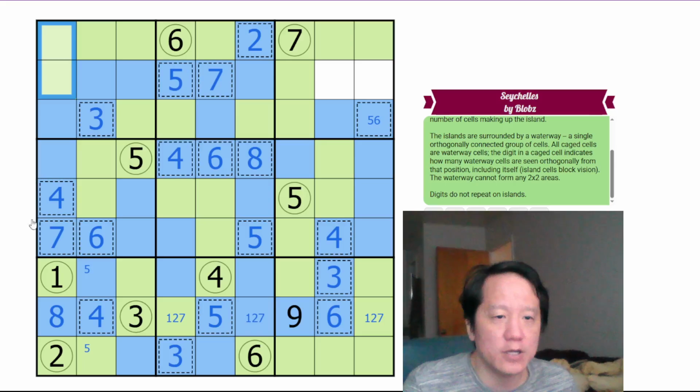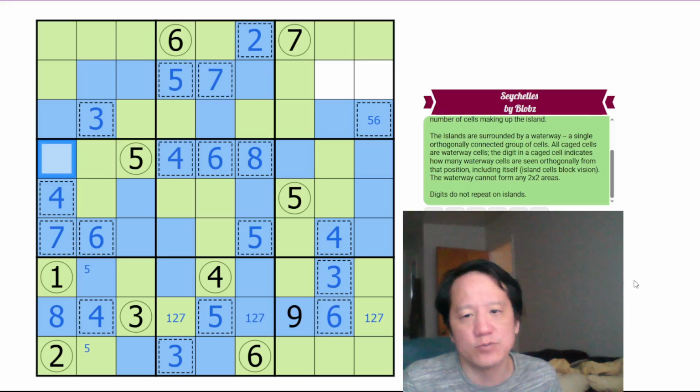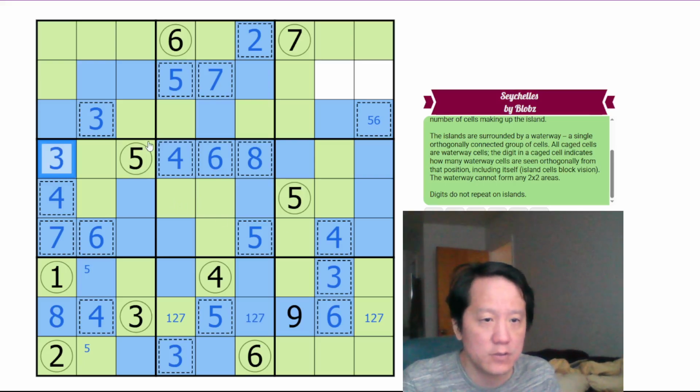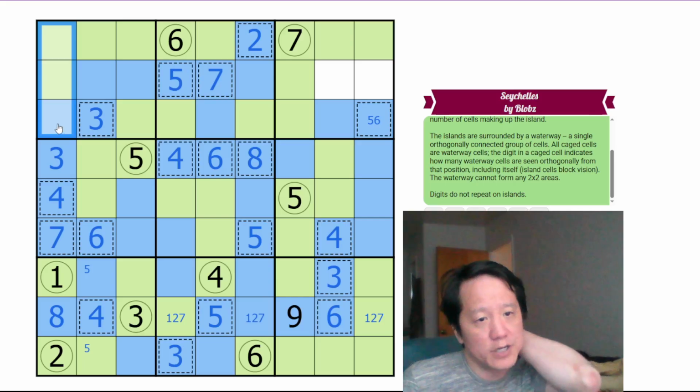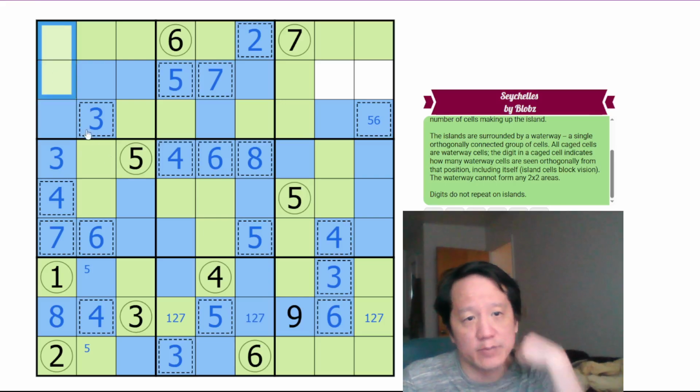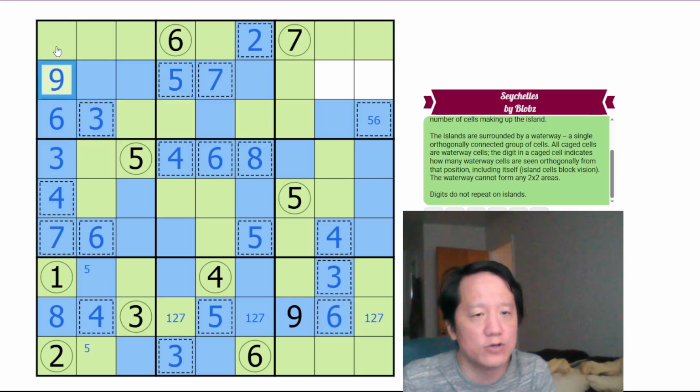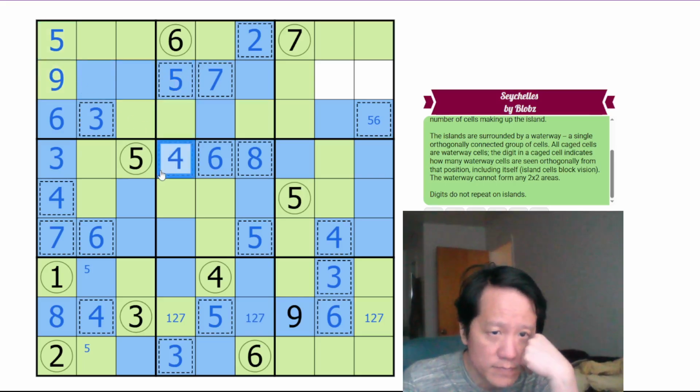Where is 3 in column 1? Can't be here because of 3 in the box. The rest are filled out, so 3 has to be here. Remaining digits in column 1 are 5, 6, and 9. Digits cannot repeat on islands, so this can't be 6, so this is 6 here. This can't be 5 because of 5 in a row, so that's 9, that's 5.